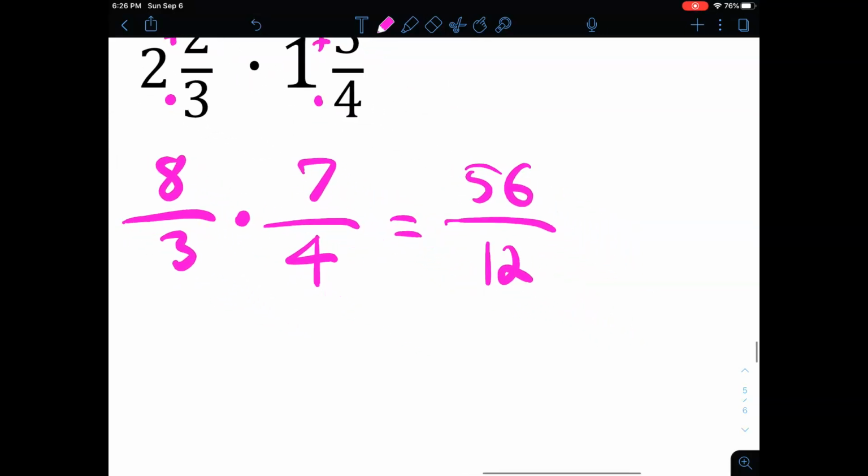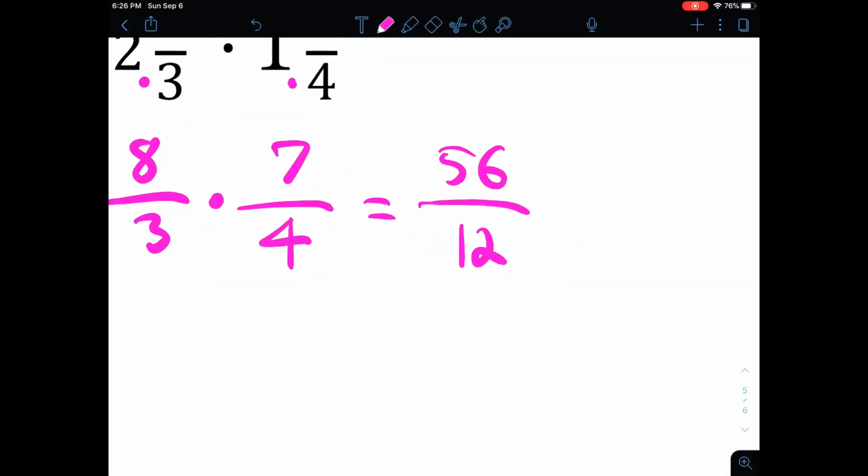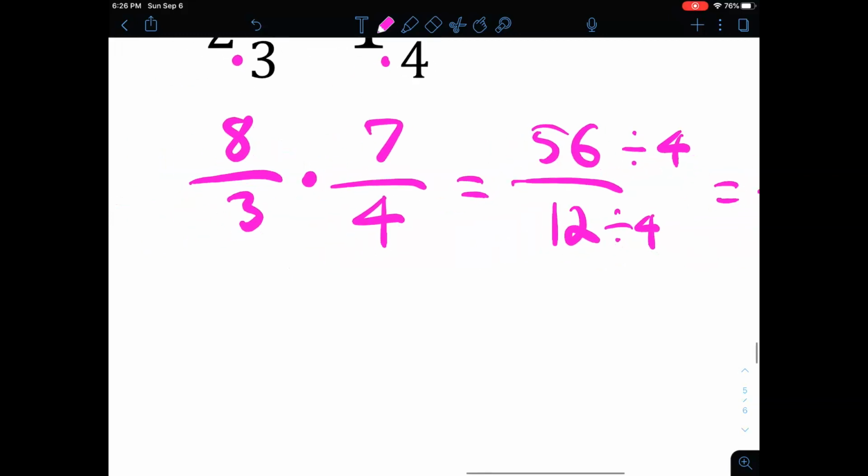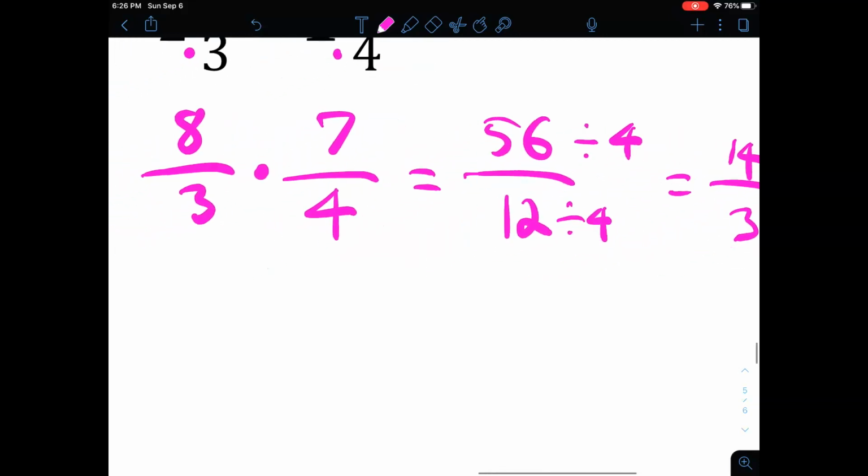What number goes into 56 and 12 nicely? I think it might be, let me just double check here. Yeah, I think you could divide these both by 4. And you could get 14 over 3. Oops. Which is the right answer. You can do it that way if that's more comfortable for you. It's just easier to reduce first.